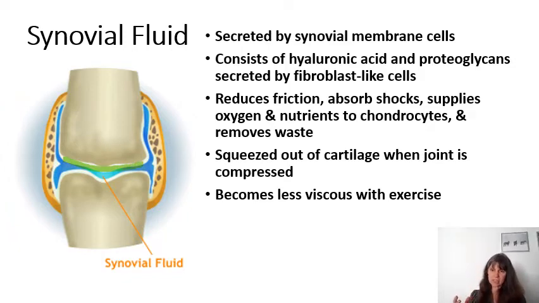The articular cartilage acts very much like a sponge. So every time there's compression or pressure on the articular cartilage, when the joint is compressed, that squeezes the synovial fluid out of the articular cartilage. And then when pressure is released off of the cartilage, that allows synovial fluid to go back into the cartilage. And that's how the chondrocytes get their oxygen and nutrients and also are able to remove carbon dioxide and waste products.